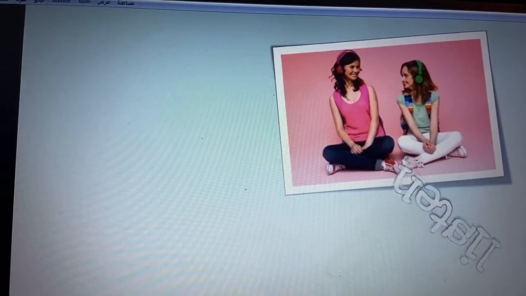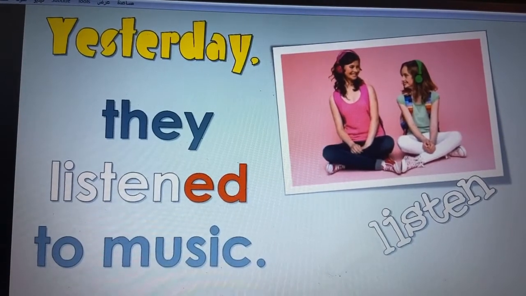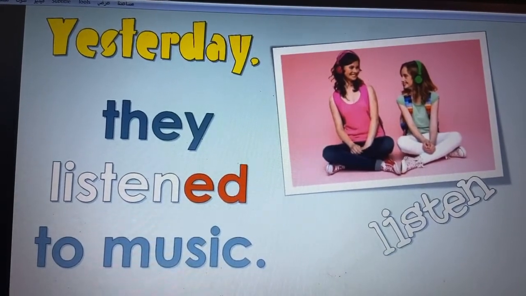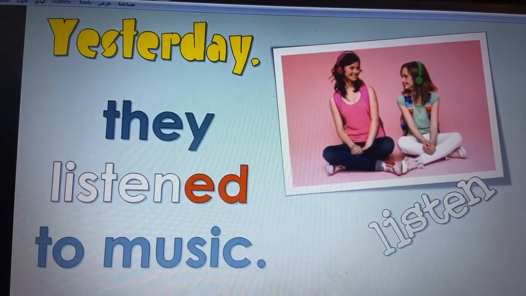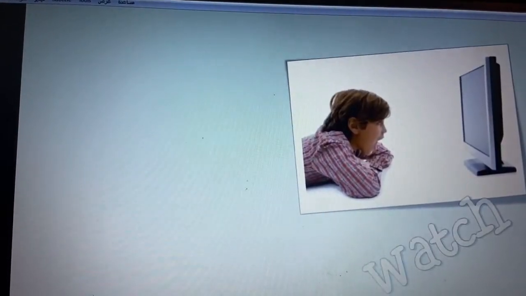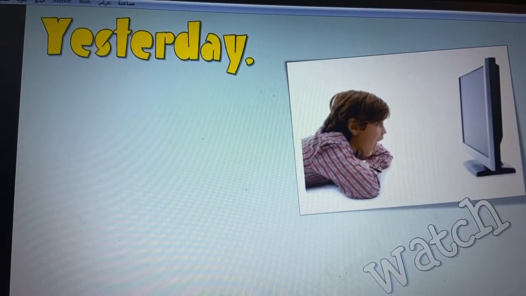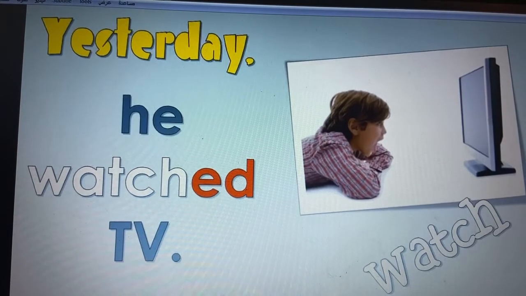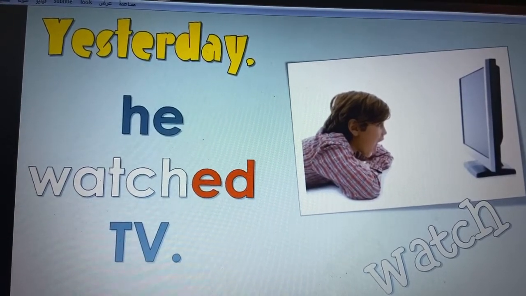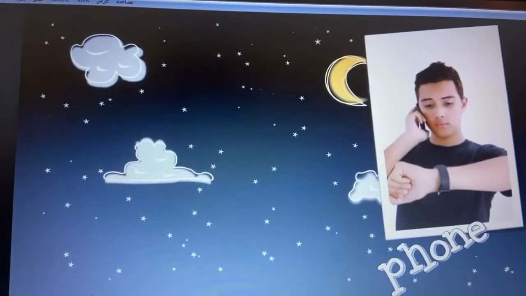So look at this verb, listen. Yesterday, they listened to music. We changed the infinitive form into the past form because there's a keyword. It's yesterday. So yesterday, they listened to music. Watch. The infinitive is watch. It becomes watched. Yesterday, he watched TV.